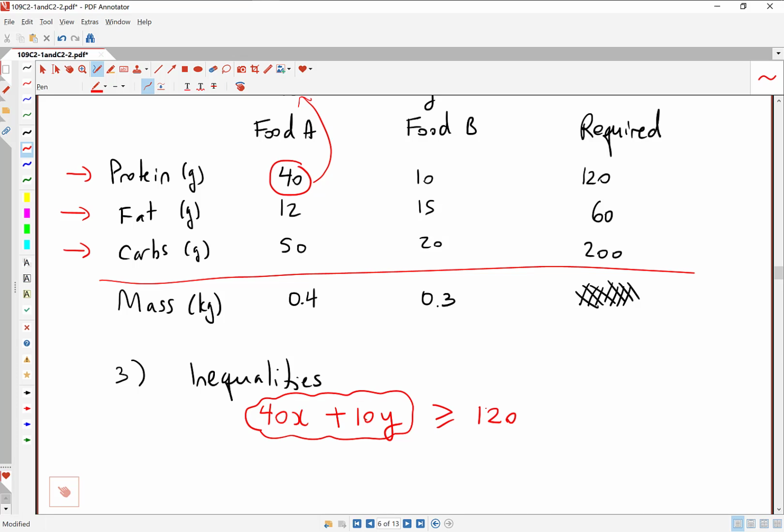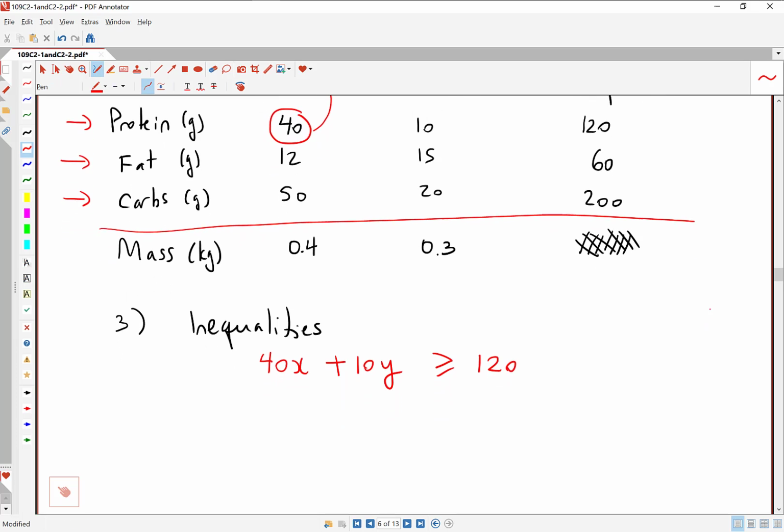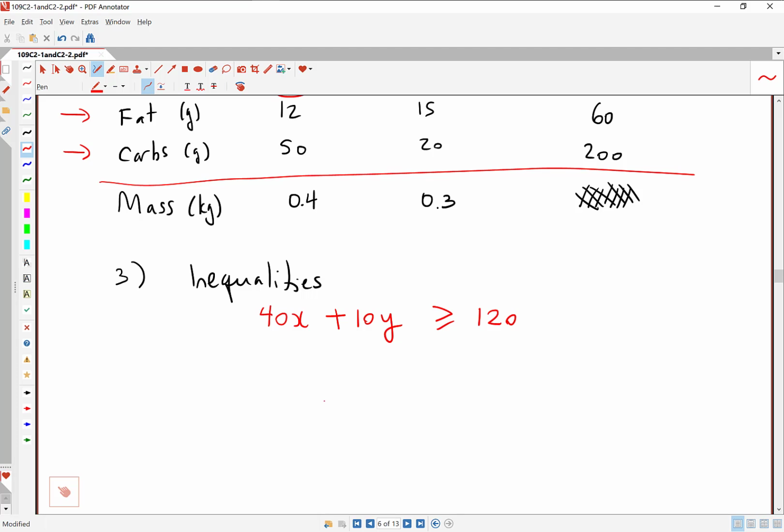So which way the inequality is facing is just going to depend on the specific problem. So you can compare this problem versus our previous one where the inequalities were facing in the other direction. So let's think of this inequality here as being our protein inequality, and let's see if we can build a similar inequality for fat and for carbs. So for fat, it would look like 12x plus 15y, and again, that has to be at least 60. 50x plus 20y has to be at least 200. So that's just making sure that the astronauts are getting plenty of protein, fat, and carbs per day.